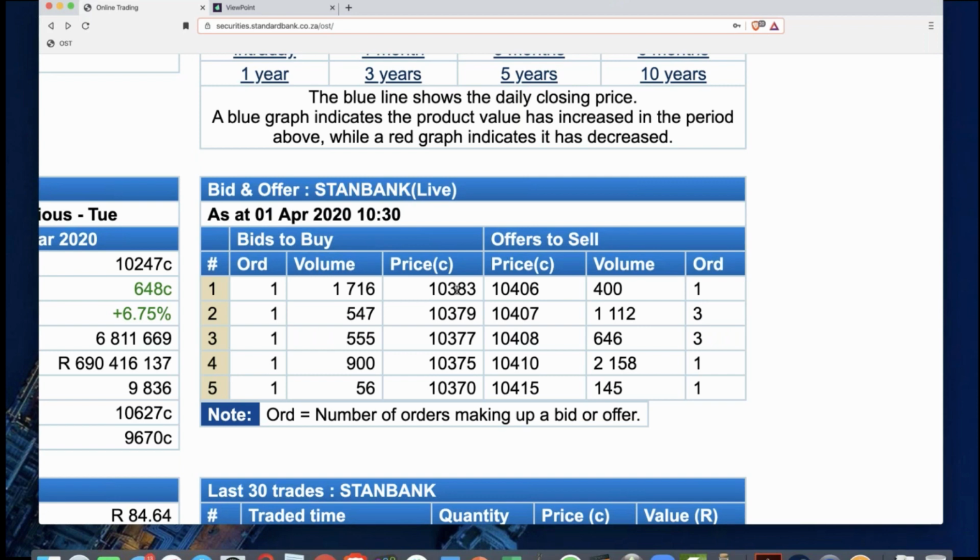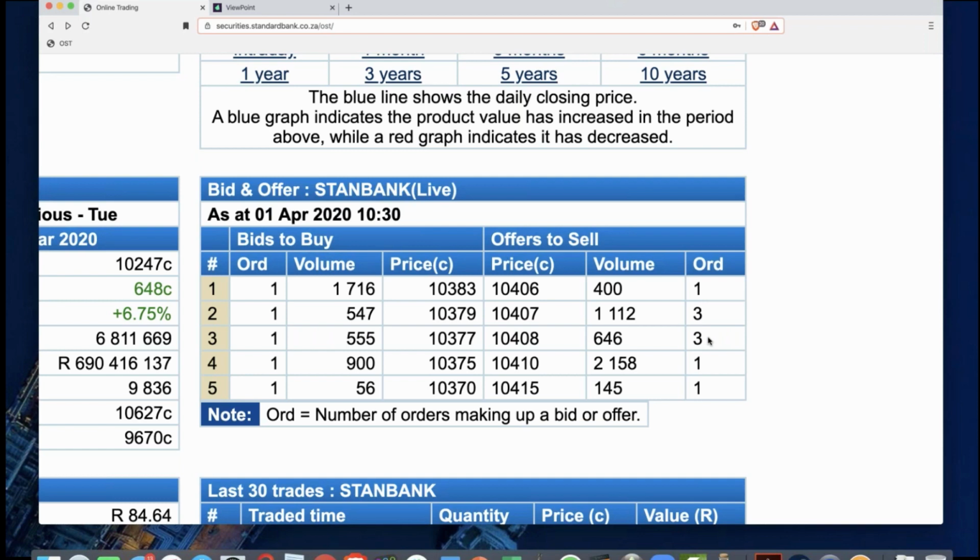You will see they are ranked by price. You'll see the volume that is at that particular price. And then ORD tells you how many orders make that up. So for example, on the sell side at 104.07, there are 3 sellers. We don't know what the volumes are, but there are 3. At 104.08, there are also 3 sellers. Whereas the other sellers at 104.06, 104.10, and 104.15, 1 seller each. I'm going to stress that this is the JSE Central Order Book. So this is not just Standard Bank clients.